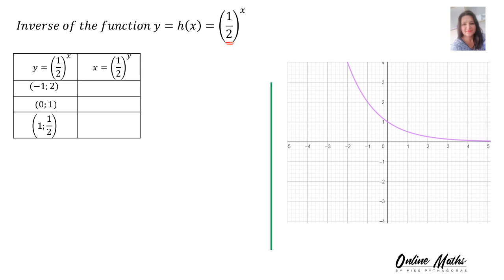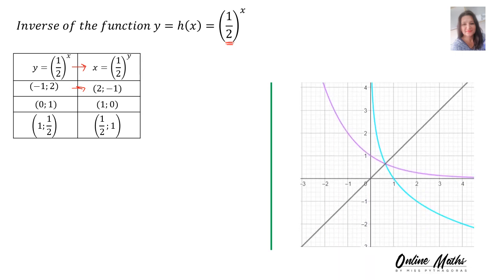Now, inverse is swapping of x and y coordinates. Therefore, y is half to the x became x is half to the y. So the first coordinate, -1, 2 will become 2, -1. 0, 1 will become 1, 0. And 1 half will become half, 1. And then there's our graph.